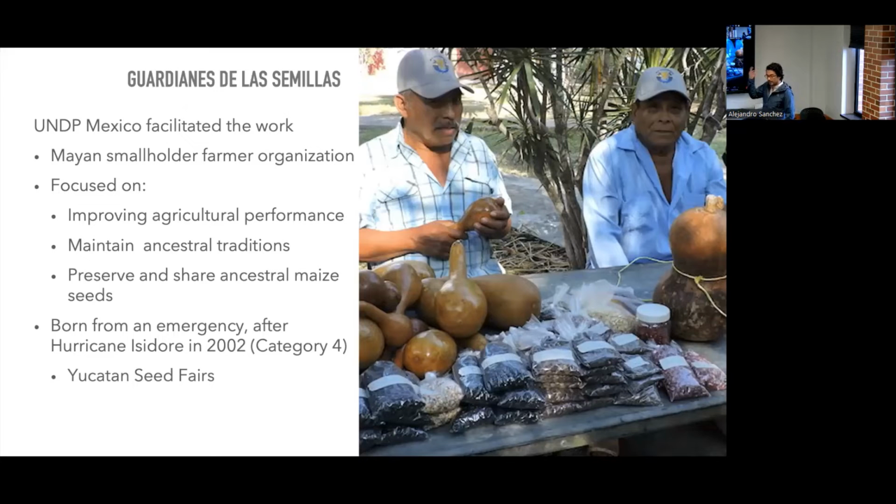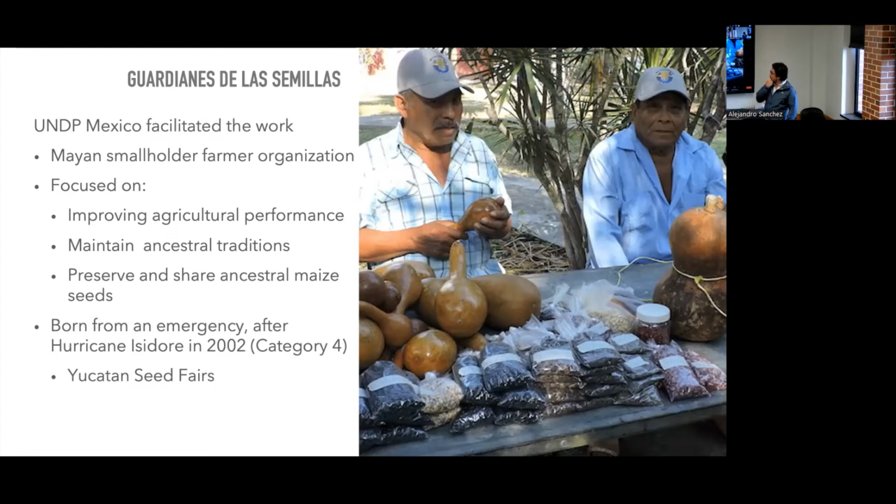So, like I was saying, Guardianes de las Semillas, or the Seed Guardians, are a Mayan smallholder farm organization focused on improving agricultural performance in the region, on maintaining ancestral traditions and culture, and preserving and sharing ancestral maize seeds, because we're very used to the yellow corn. Most likely you have seen the viral video of the little kid saying I Love Corn, but that's just yellow corn. A lot of people don't know that there are many varieties of maize. You can see here they're selling all of these types.